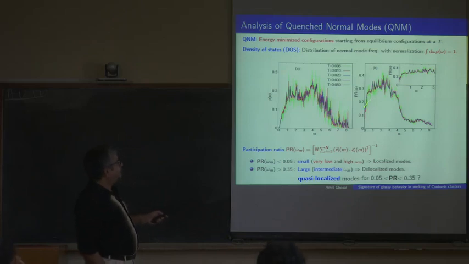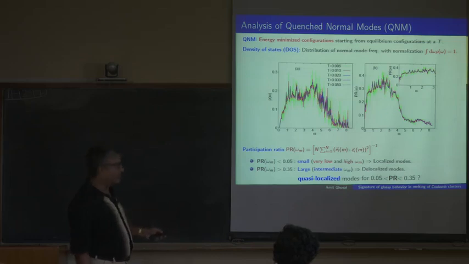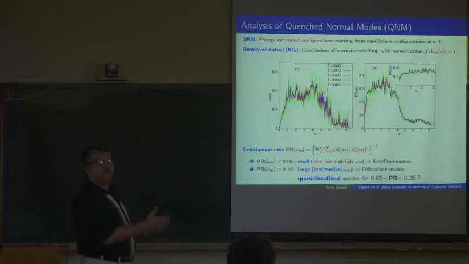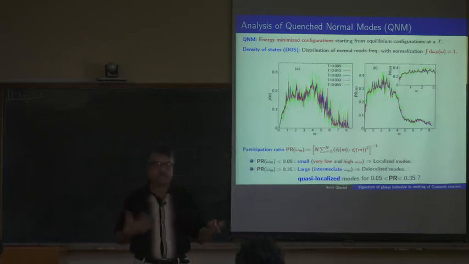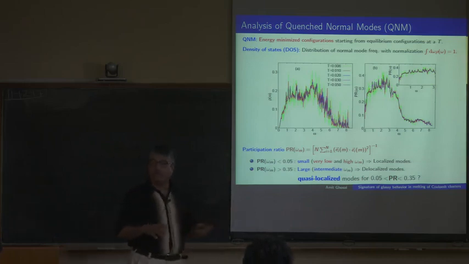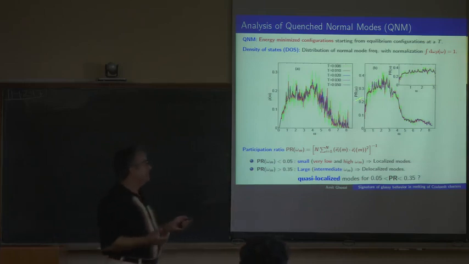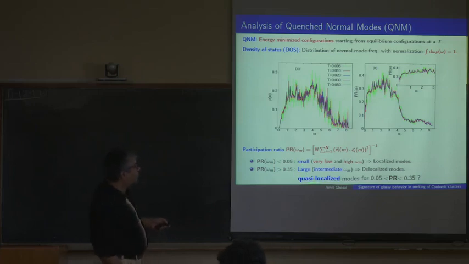And then there are a few interesting things to notice: there are some robust little peaks in this distribution of participation ratio. It turns out that the participation ratio is large, meaning something like 0.35 or greater, for some modes with omega ranging between something, and there are some where the participation ratio is very small. The ones where it is very small, we'll obviously call localized modes, because the particles don't move at all. The ones where the particles move, we'll call delocalized modes, obviously. And then we call something in between quasi-localized modes.